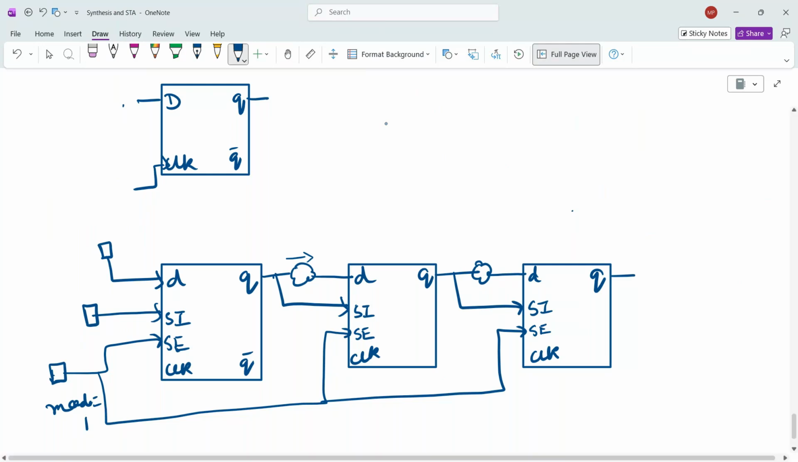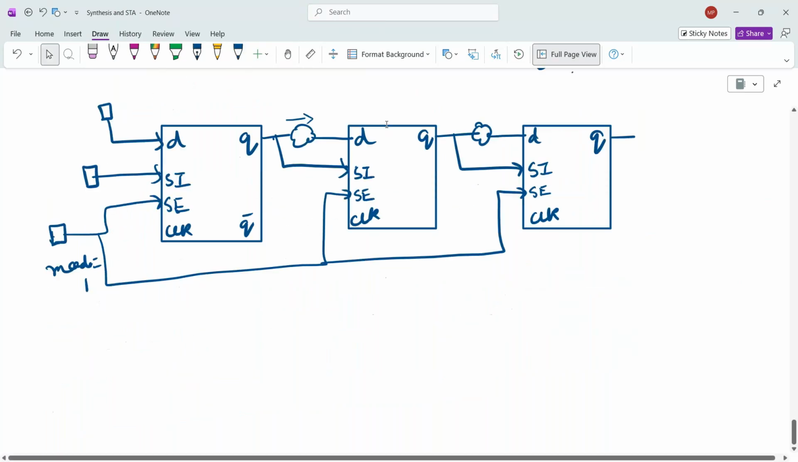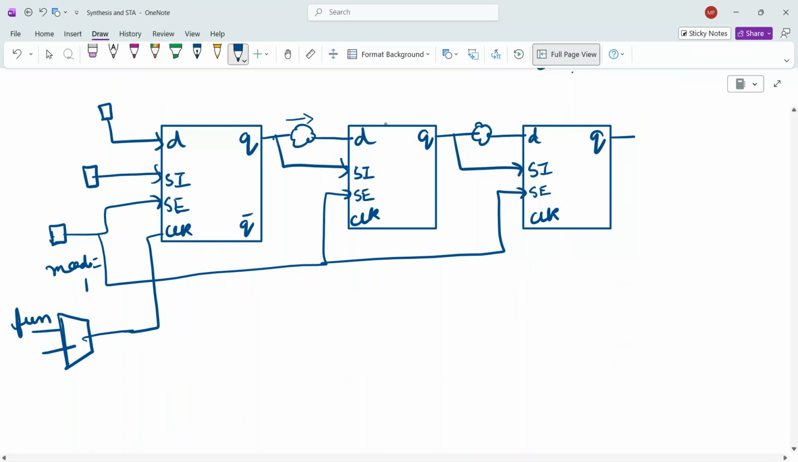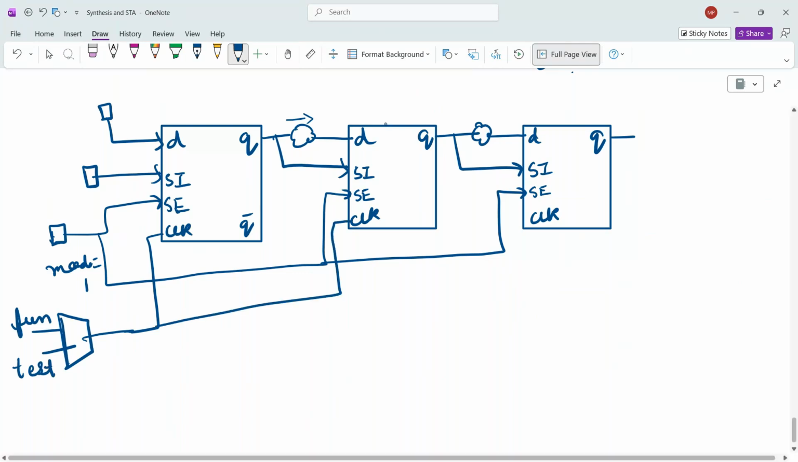So we are going to see the concept of modes, right? So when we are adding DFT, we will have two modes, func and test. Because clock is also given, test has a different clock, right? So it will have the clocks like this. So this is the functional clock, this is the test clock, correct? Like this.